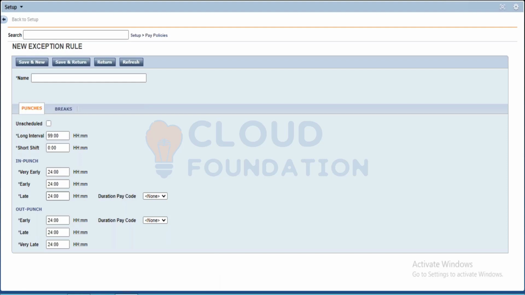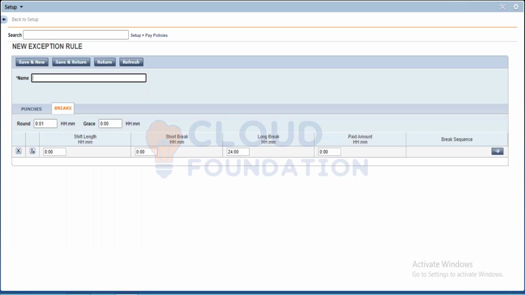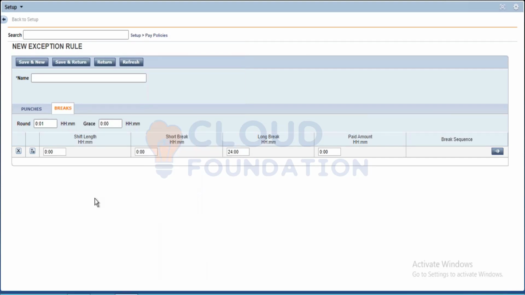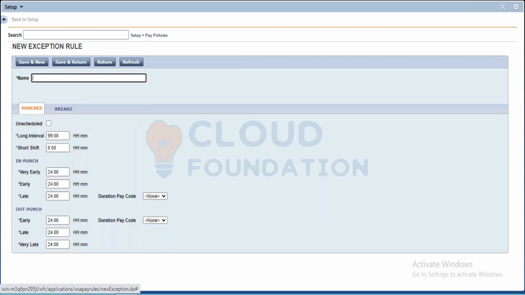So we have two tabs over here, right? I have punches and I have breaks. In the next exceptions we'll see breaks after core hours. In breaks we will see how an in punch and out punch should be considered for a break. But before that I'll do a small sample for punches. Somebody doesn't have a schedule but still comes and works today. So what I'll do is select this unscheduled.